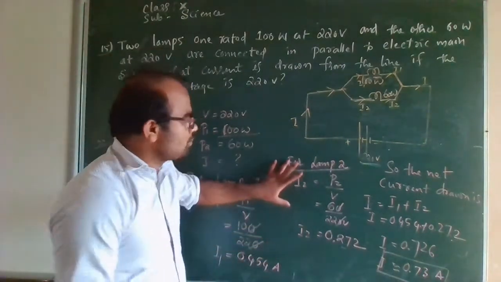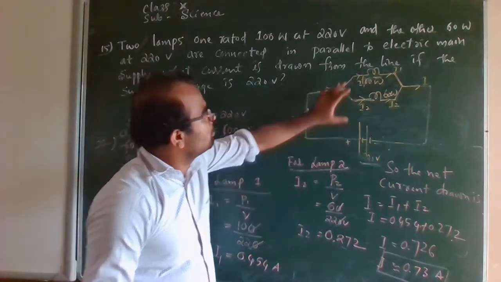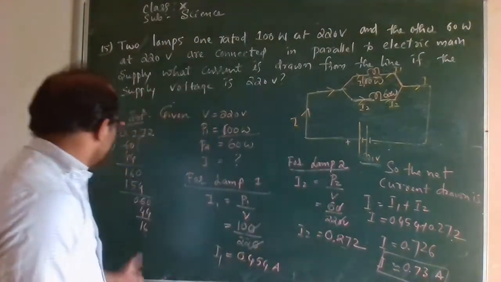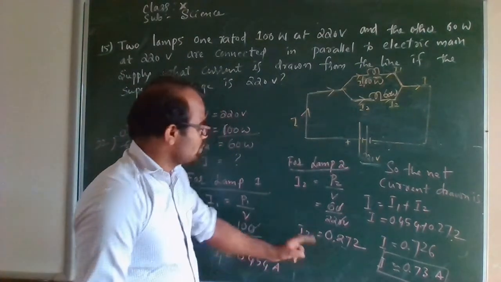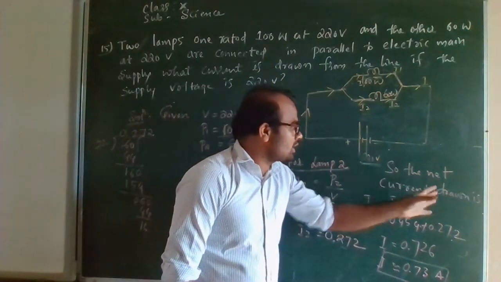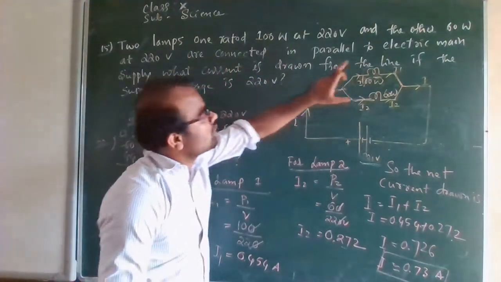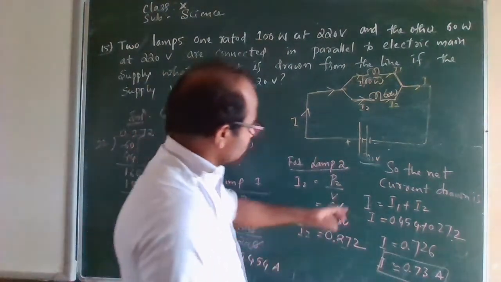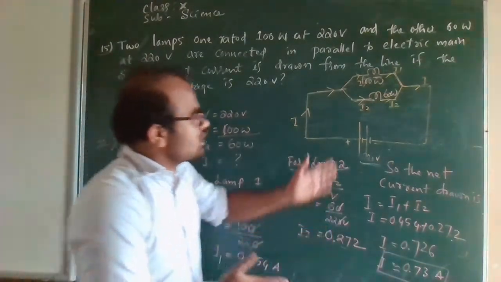So I hope for lamp 2 you can understand here. I2 is equal to P2 by V, that is 60 by 220 volt. We got 0.272. If you add 0.454 and 0.272, you will get the net current. So the net current drawn is I. They have asked for the same thing: what current is drawn from the line? The total current drawn in the line is the net current. Net means total, don't get confused.